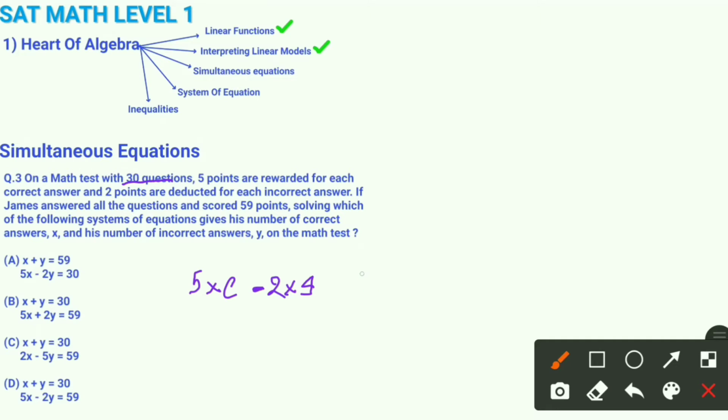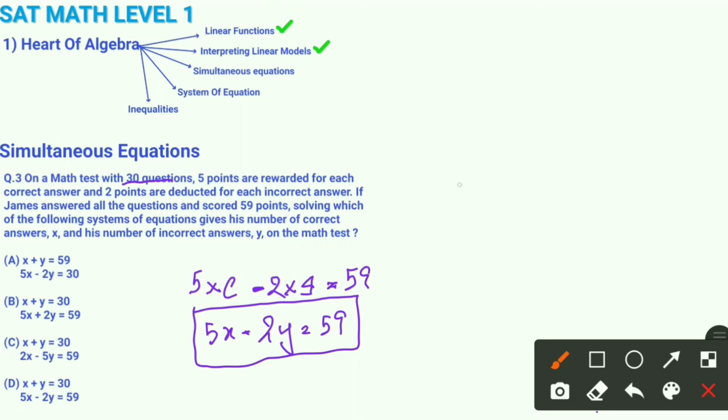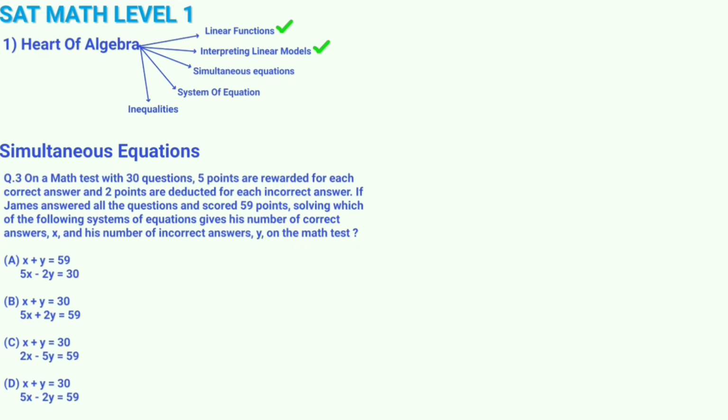If James answered all the questions and scored 59 points, solving which of the following systems of equations gives us this? So 5x minus 2y is equal to 59. This is equation 1. Also, we know that x plus y is equal to 30, the total number of questions. Now we have two simultaneous equations. So the answer will be D.